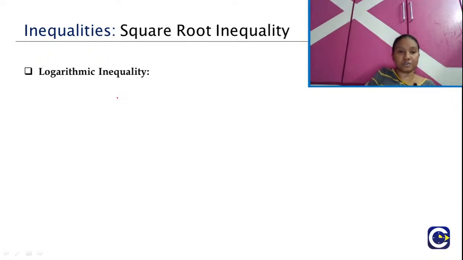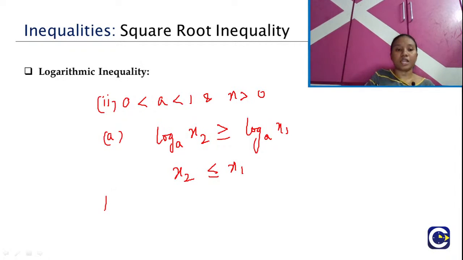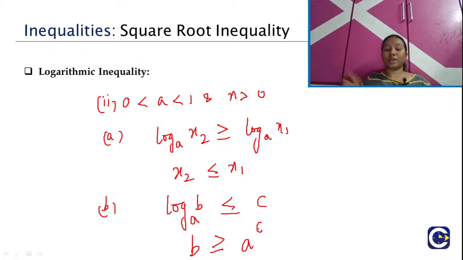So let's see the cases here. If a is less than 1 and x greater than 0, there will be a change in the inequality. That means if suppose we are having a log function like this, log x2 greater than or equal to log x1, and here a is lying in between 0 and 1, we can write this as x2 less than or equal to x1 directly. Similarly, for this type of function, log b to the base a less than or equal to c, if even here my base is lying in between 0 and 1, how can I write this? b greater than or equal to a power c. So my inequality will be changing.